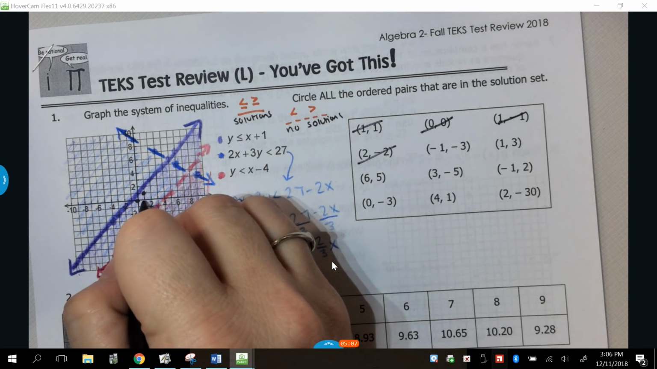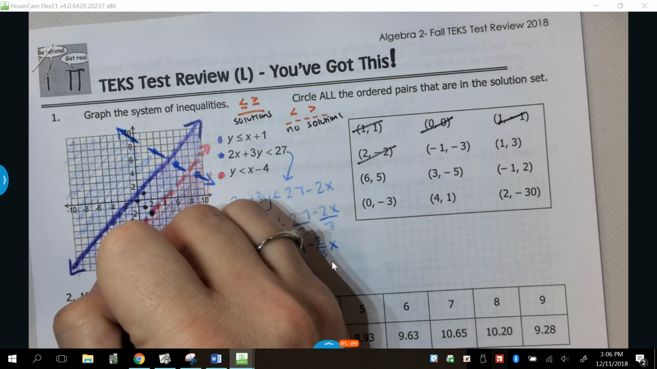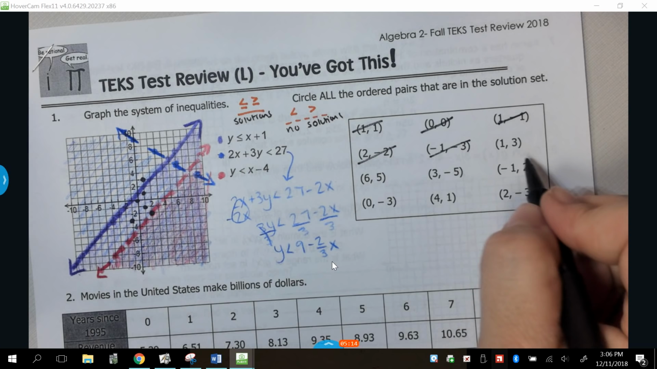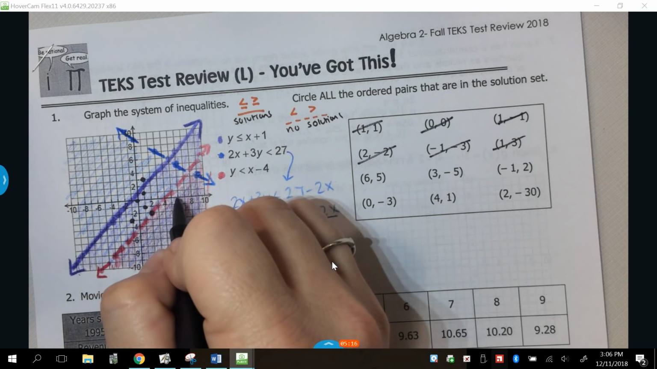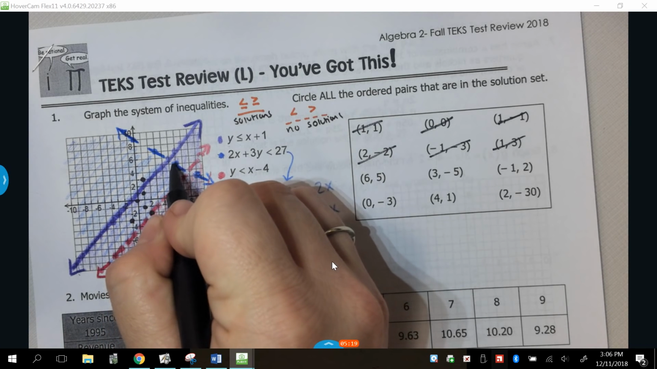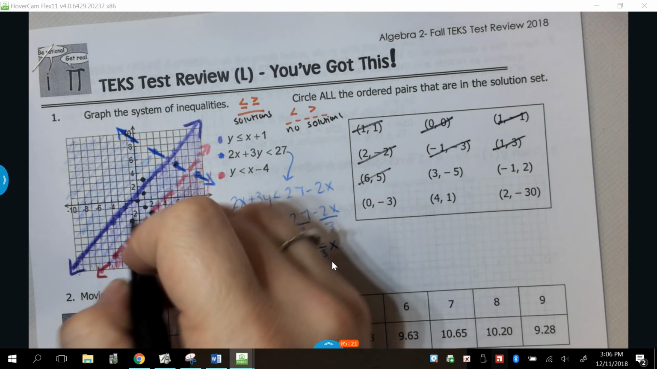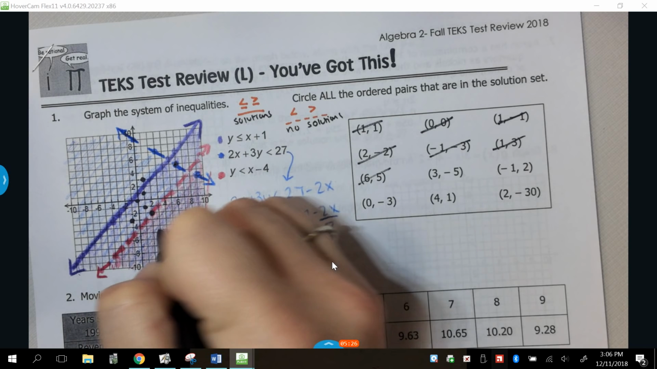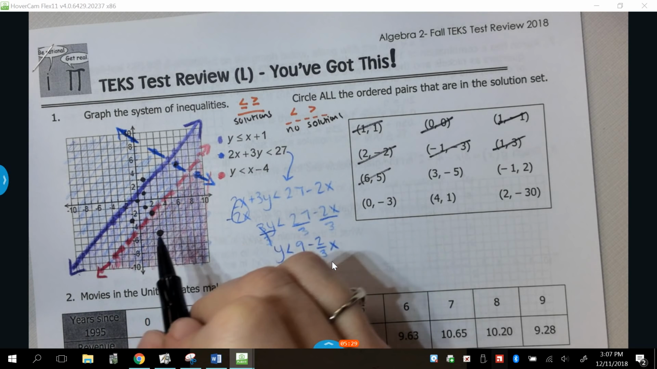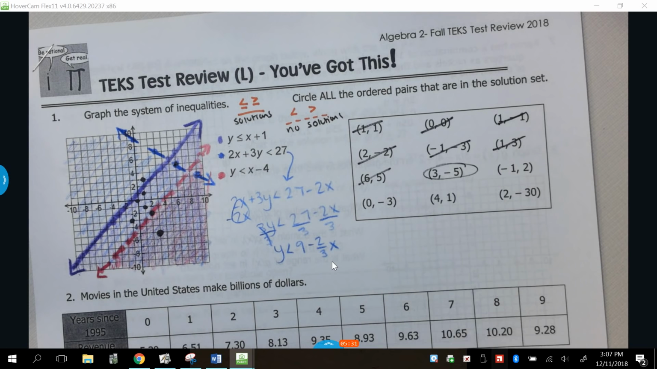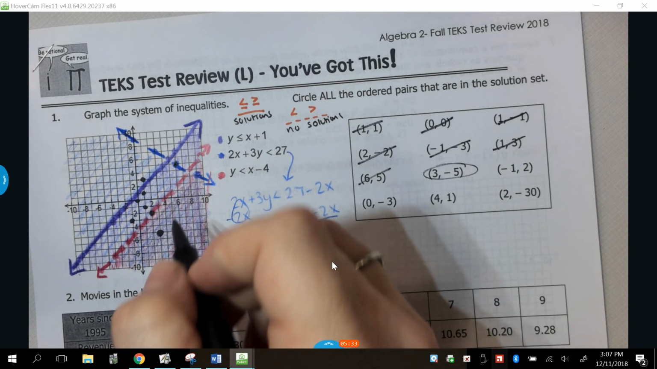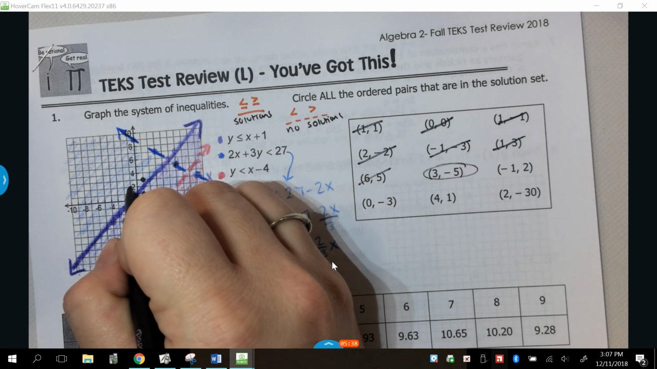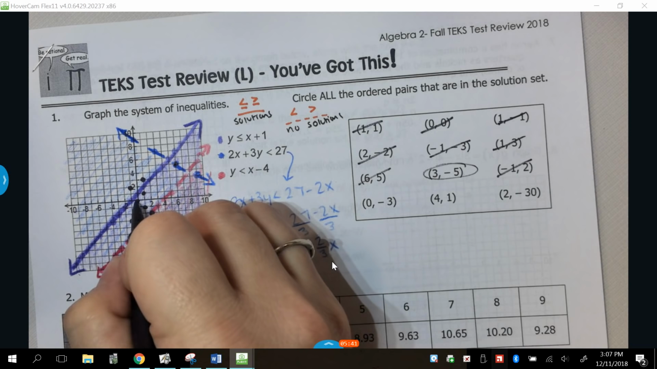Negative 1, negative 3 is not a solution to all three. 1, 3 is a solution to the blue, but not the other two. 6, 1 is on the blue dashed line, which doesn't hold solutions. 3, negative 1 is a solution to all three. Blue is shaded here, purple is shaded here, and red is shaded here. Okay? And then I have negative 1, 2, not a solution to all three.